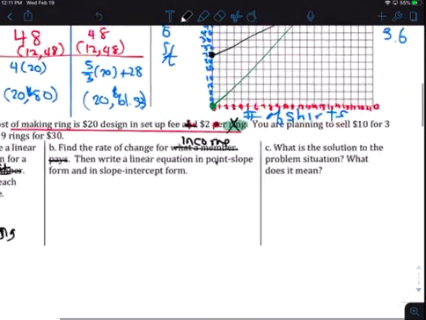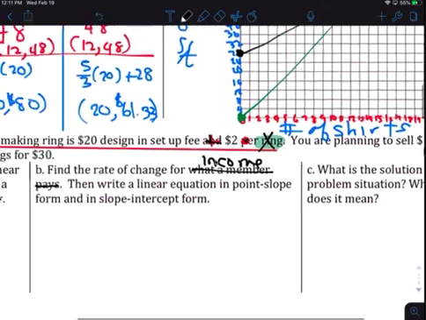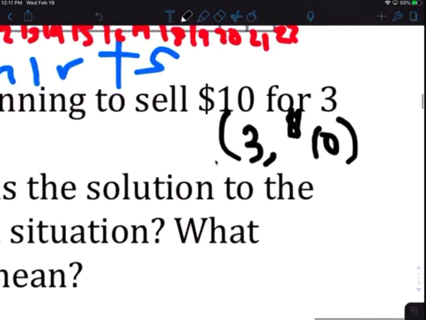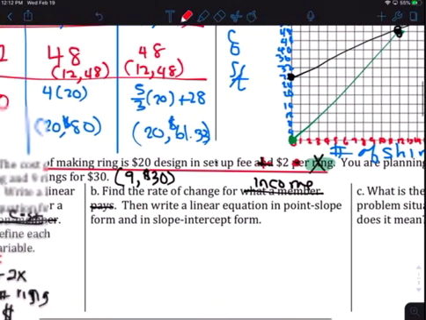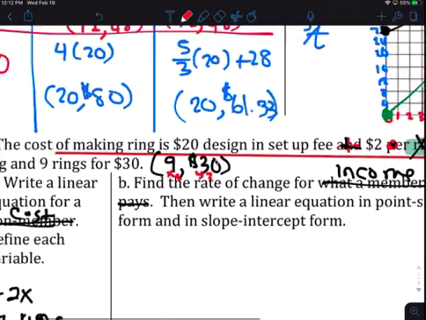You're planning to sell 10 for $3 a second. 3 is first. Okay, same here. 9 is first, the dollar second. Okay, and this one was our first one, so we label that x sub 1, y sub 1. This one is our second one, x sub 2, y sub 2.